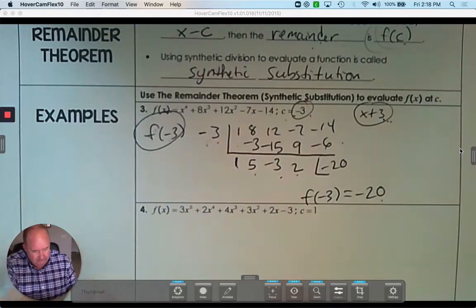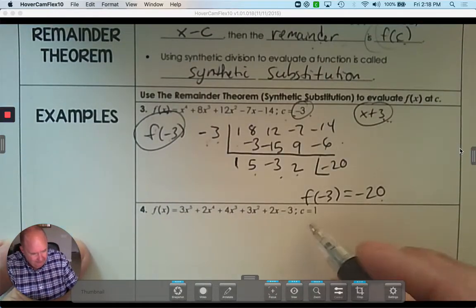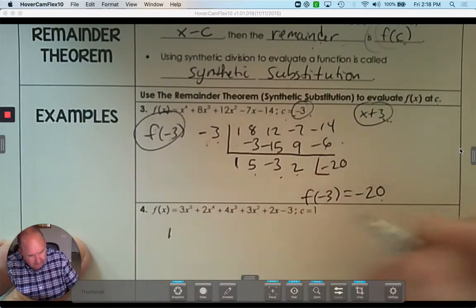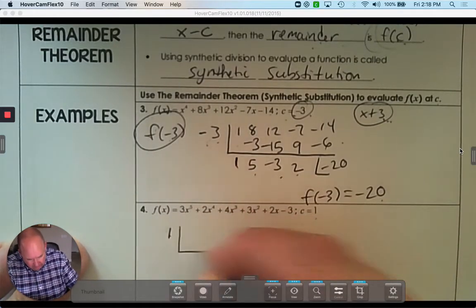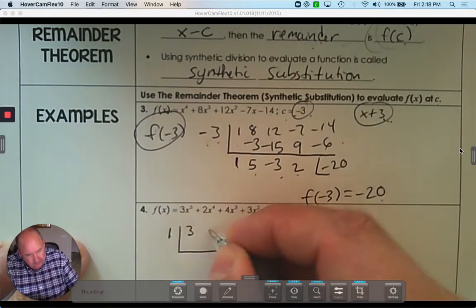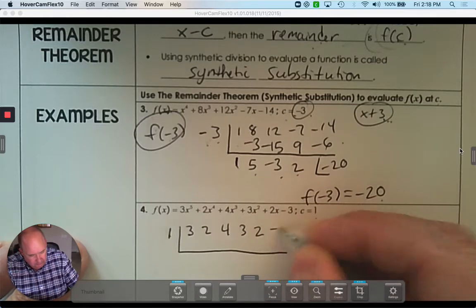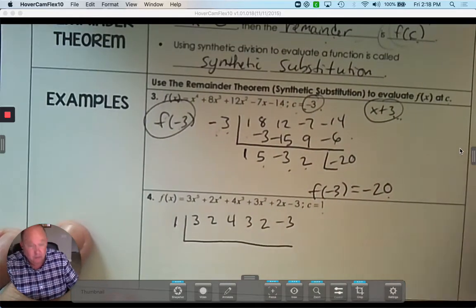Let's do this again. So I want to find what the answer is using synthetic division. So I want to know what f at 1 equals. So I'm not changing the sign, so stay +1. And 3x to the 5th, 2x to the 4th, 4x cubed, 3x squared, 2x, and -3. No missing powers. So here we go.